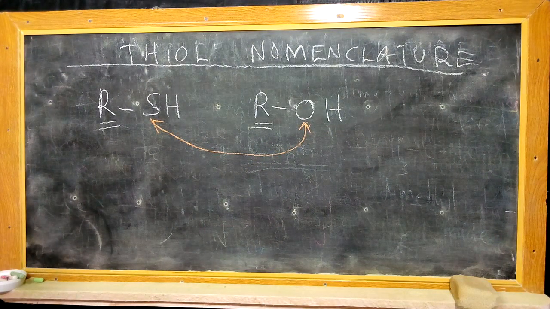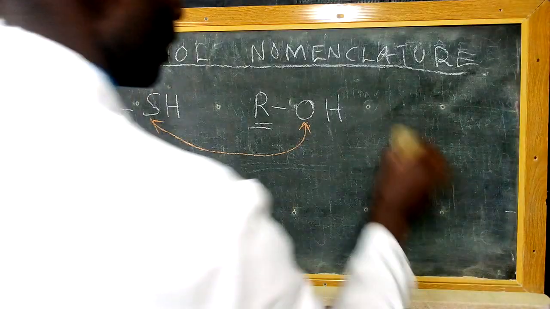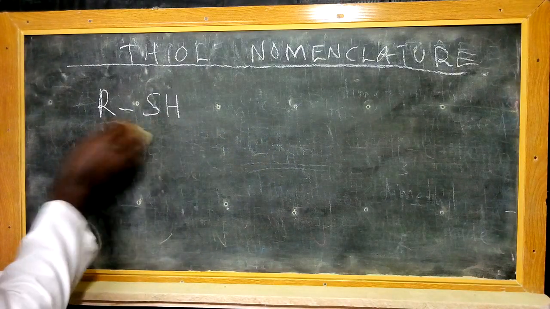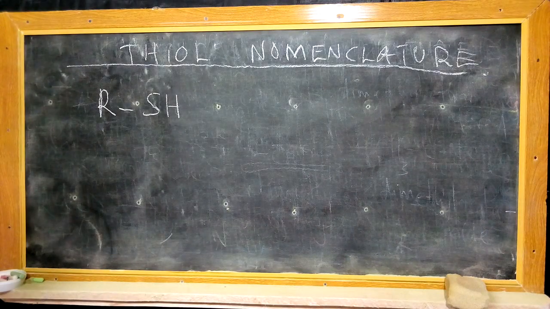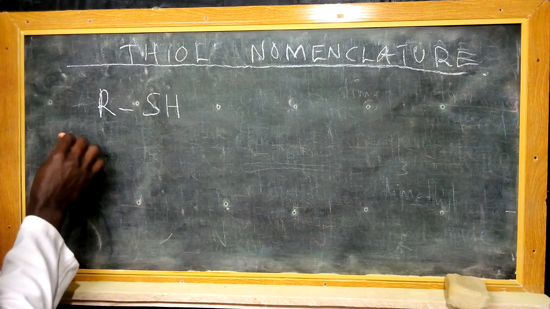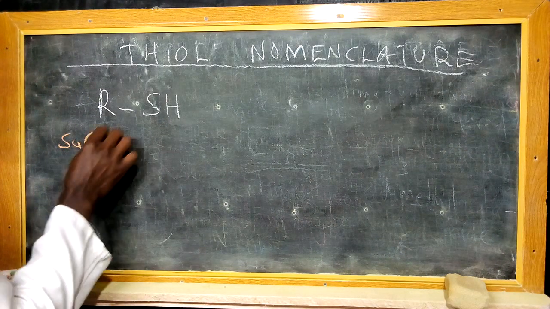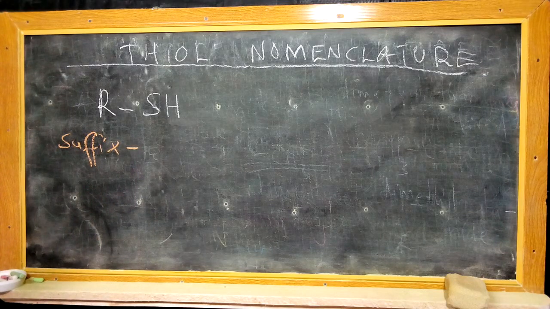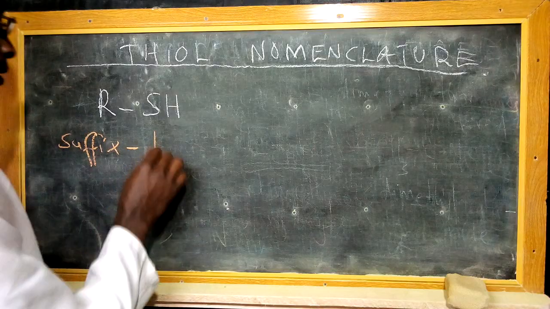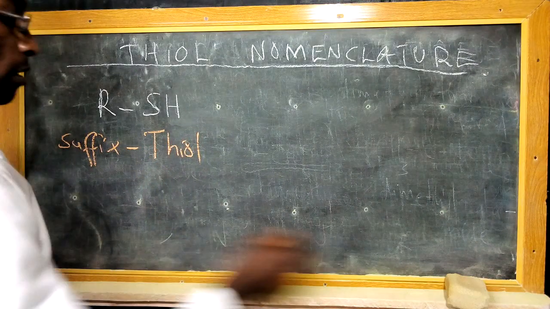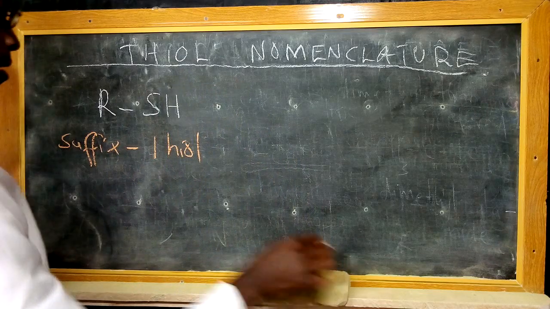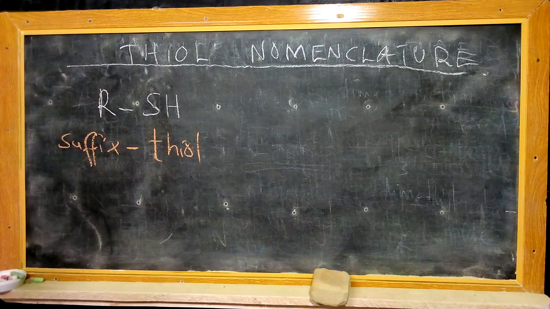So in that case, their nomenclature takes the same format. We shall proceed and see how we can name a few members of this class of organic compounds. We shall start with our basic format. We had a suffix that we used to denote the nomenclature of this class of organic compounds. For thiols, the suffix is thiol, of course starting with a small letter.